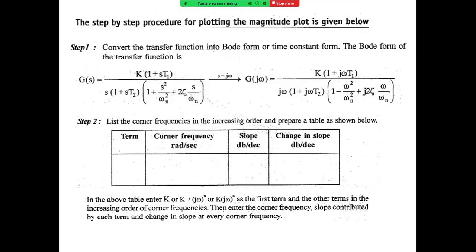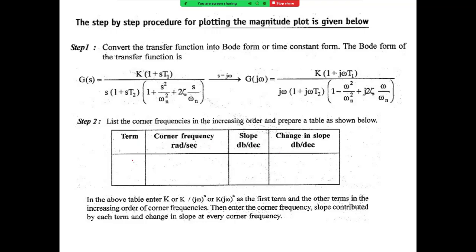So this is the way. First, we need to get the transfer function, and this transfer function will be converted to the frequency domain by letting S equal to j omega. And then we have to arrange a table. What does the table consist of? The product terms in the transfer function, the corner frequencies of the product terms, the slope, and the change in the slope.